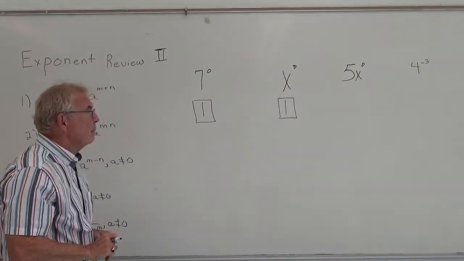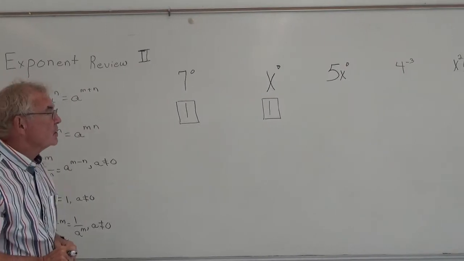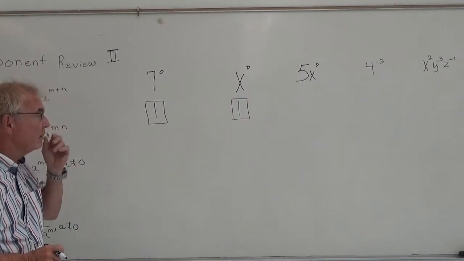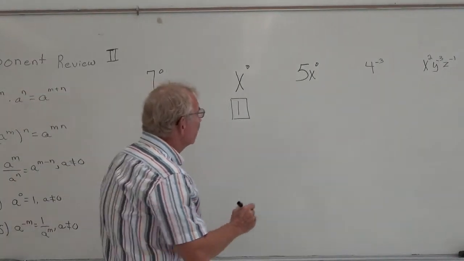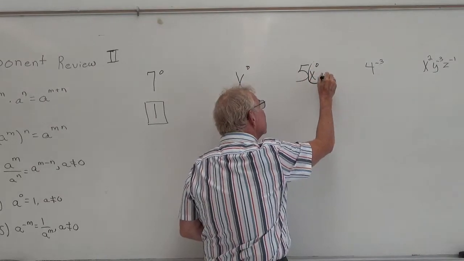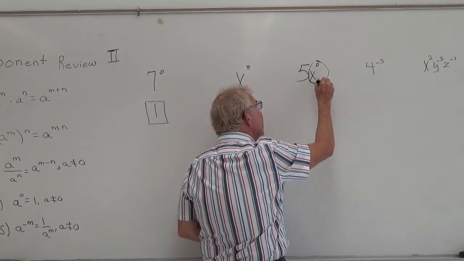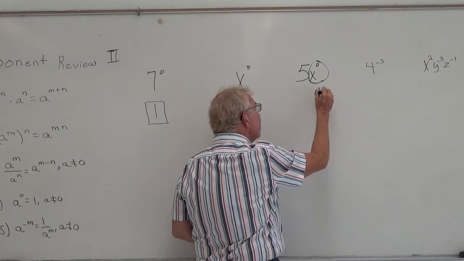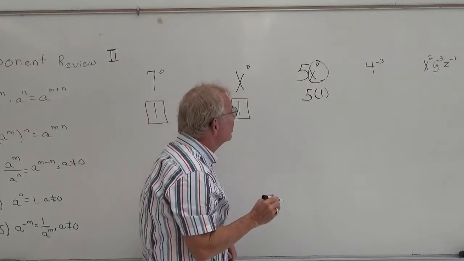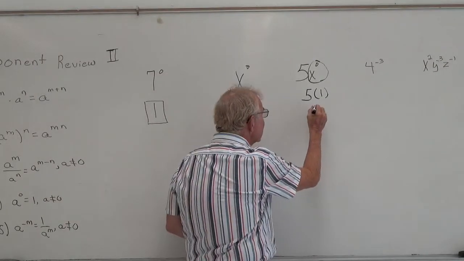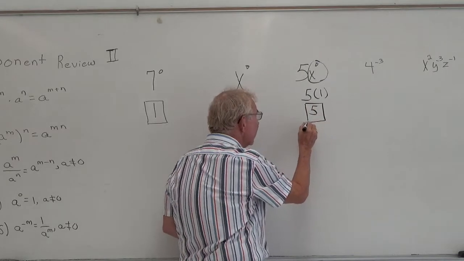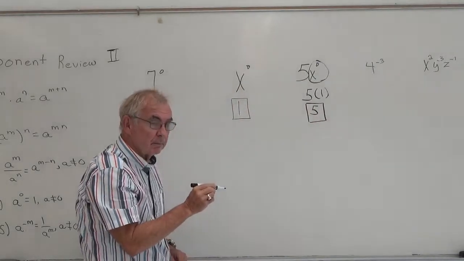Okay, our third example. Now, sometimes when a student sees something to the 0th power, they automatically say it's 1. But I caution you, the only thing being raised to the 0th power is this x. So that circle is 1. But remember, you have to multiply by 5. So in this case, the answer is 5. So be very careful with that example.